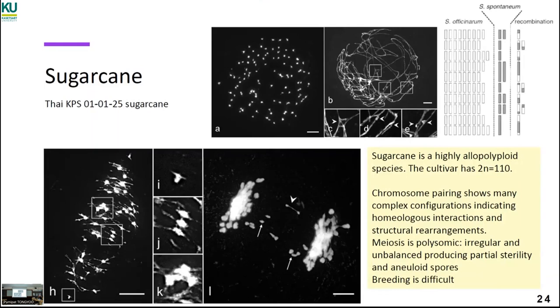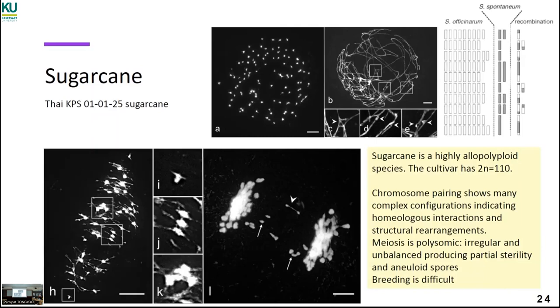they said a small number of chromosomes are originally from Saccharum spontaneum. Most of the chromosomes are from Saccharum officinarum, and a few chromosomes are genuine recombination chromosomes, resulting from homologous recombination. Now, if you have time, you can count the number, but they are about 110. If you look at meiosis here in the pairing, look at a little bit of magnification, you can see that there are some exchanges between all kinds of chromosomes.